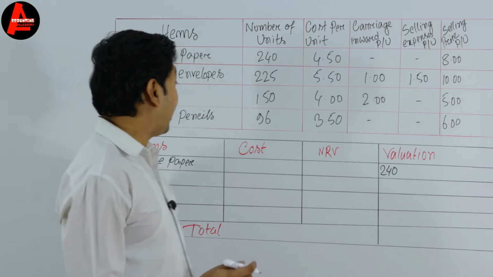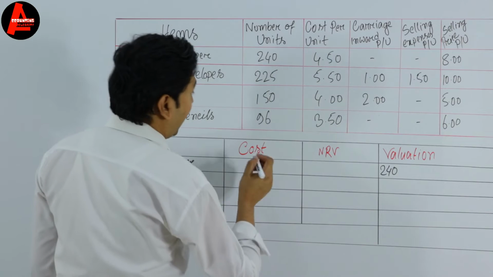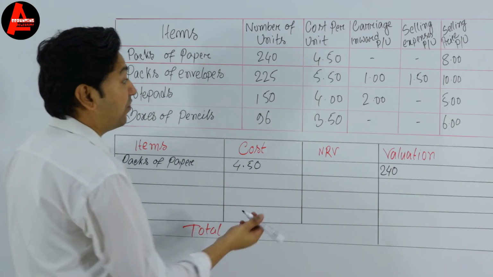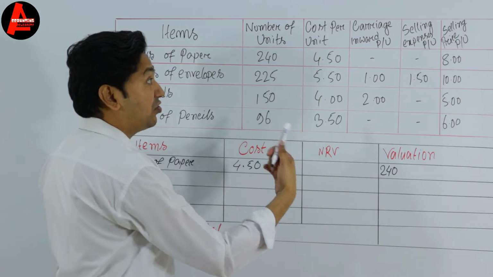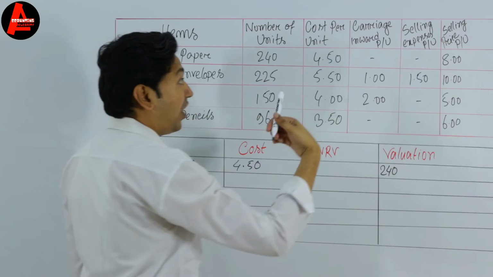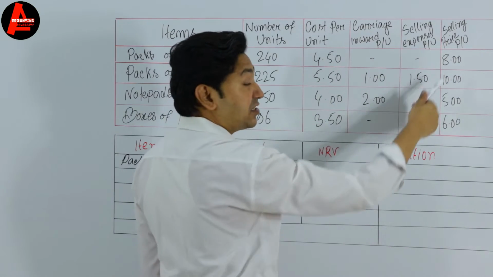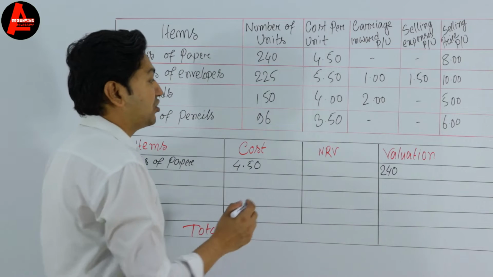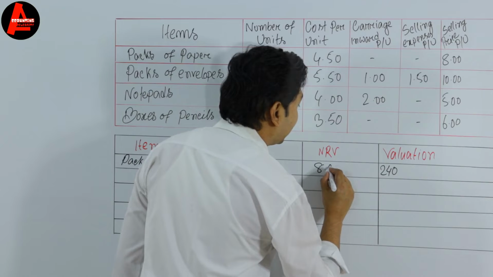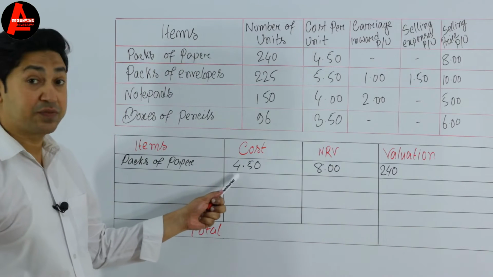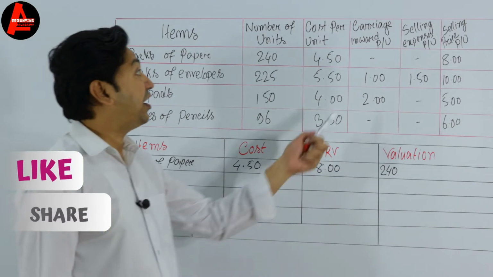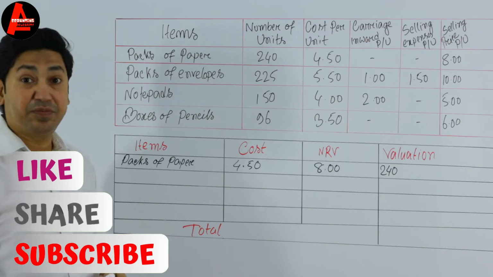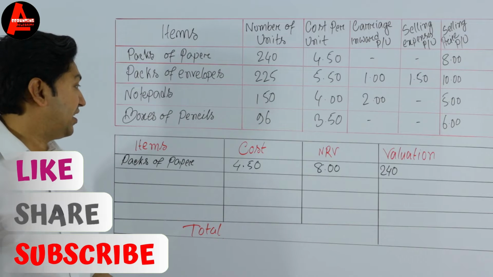So now we will write here the cost price. Here we have $4.5. Here we have net realizable value. I told you if you have selling expenses, you have to minus from selling price per unit. There is no selling expenses for pack of paper, so we will write here $8. Once again, we wrote cost price 4.5. If we have carriage inward, we will add it up with this cost price per unit. We don't have this expense here.